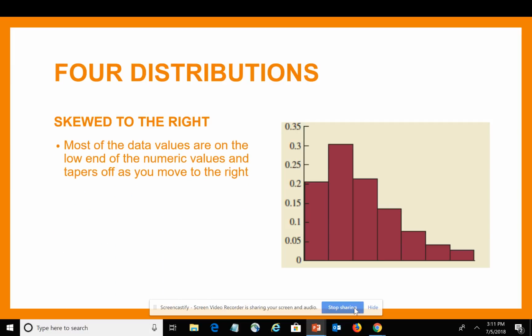With a skewed to the right distribution, most of the data values are on the low end or the left-hand side of the graph, and then it tapers off as you move to the right. So it seems backwards to us because all of the values are clumped on the left, but the description is skewed to the right. So that kind of helps me remember it, that it's backwards to what I would think. It's sometimes also called positively skewed.